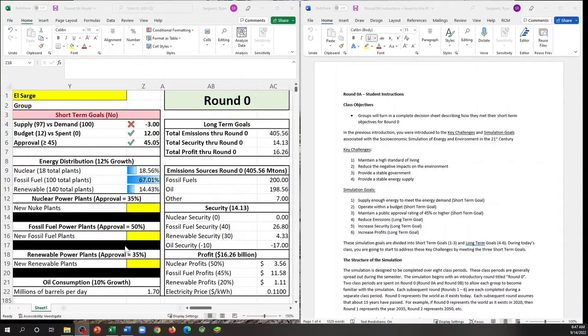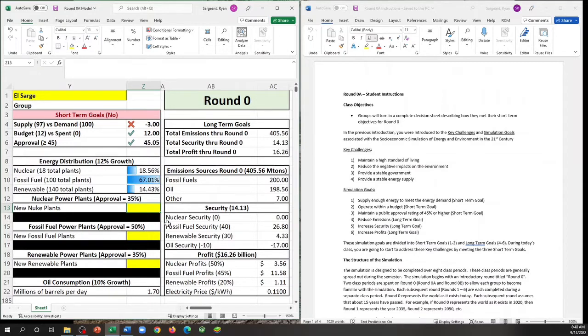So we've played around with nuclear power plants a little bit, and hopefully you are convinced that there is no number of nuclear power plants that you can build that will satisfy all three of your short-term goals. If we build one, then our approval is too low and our supply is too low. If we build two, then still approval and supply. Three, well, we met our demand, but now we've gone over budget. So that doesn't mean we can't build nuclear power plants. It definitely doesn't mean we can't ever build them.